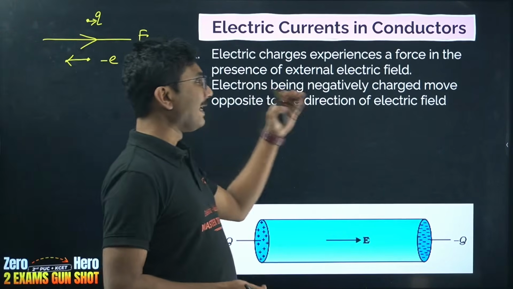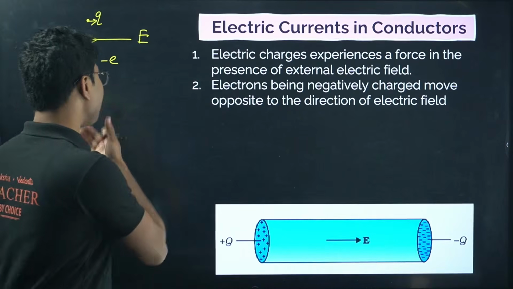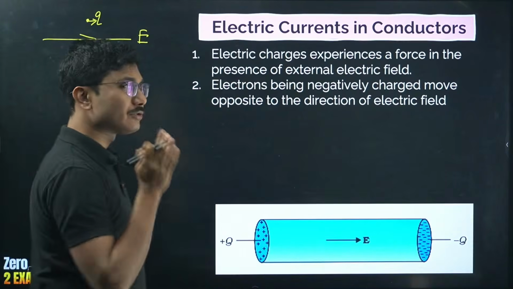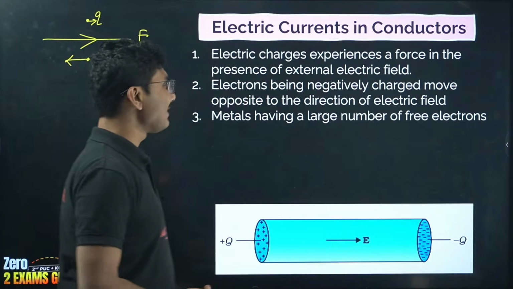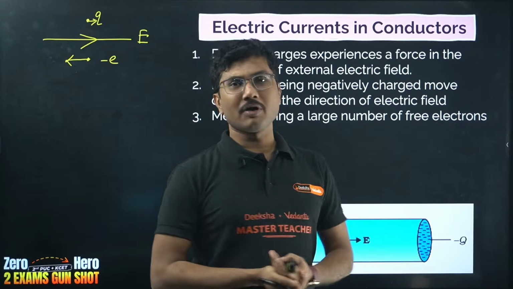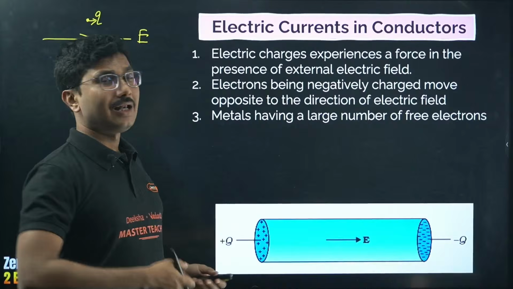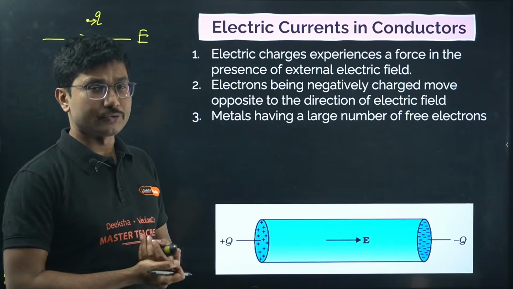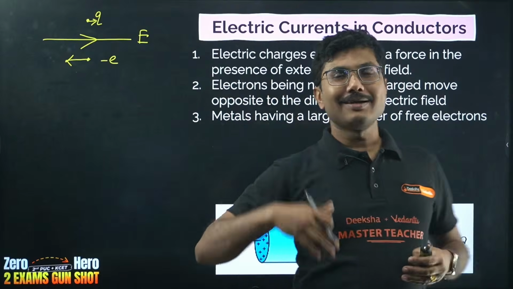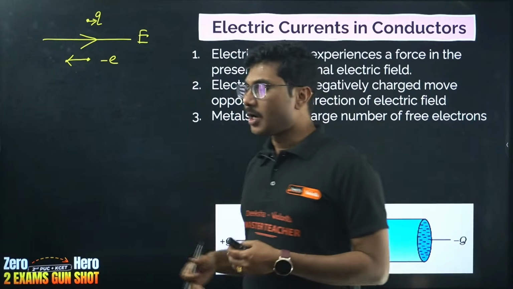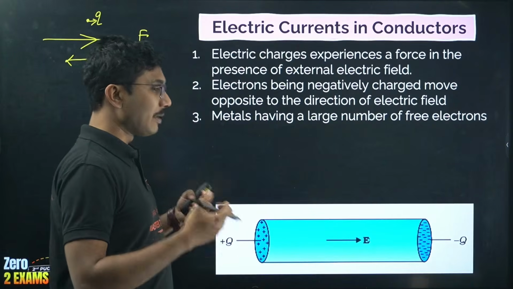Electrons, being negatively charged, move opposite to the direction of the electric field. Metals, or conductors in general, have a large number of free electrons. We say a sea of electrons. The electrons are like sea water moving inside a metal, so they can move freely inside it.